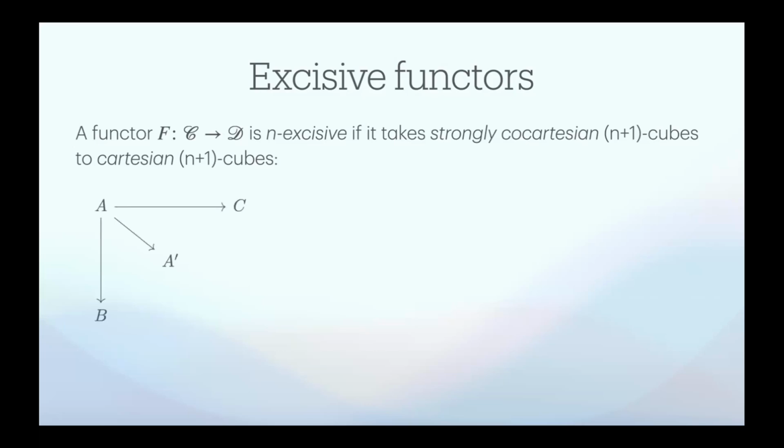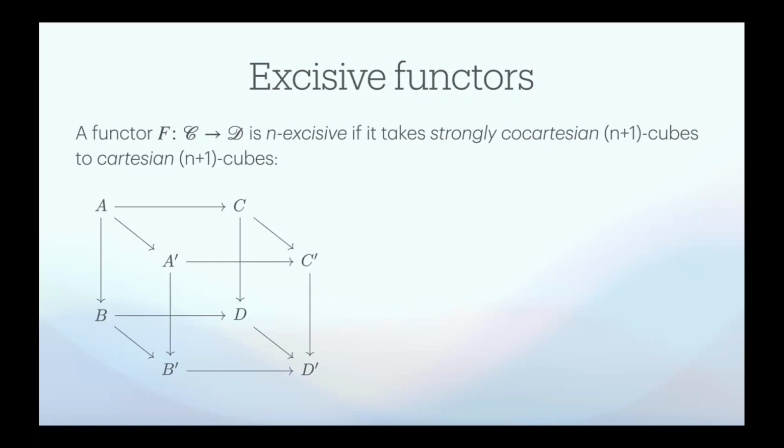So if we start with an object A and we have some maps to other objects, we can take push-outs, we can do it again. Well, it turns out that this always gives you the same object. And you get a cube like this where all the two-dimensional faces are push-outs. So such a cube is called strongly co-Cartesian.